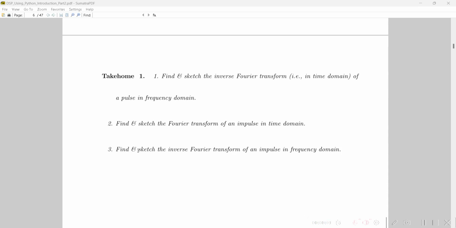The next question, find and sketch the inverse Fourier transform of an impulse in frequency domain. Okay? The earlier one, time domain. The next one, frequency domain.